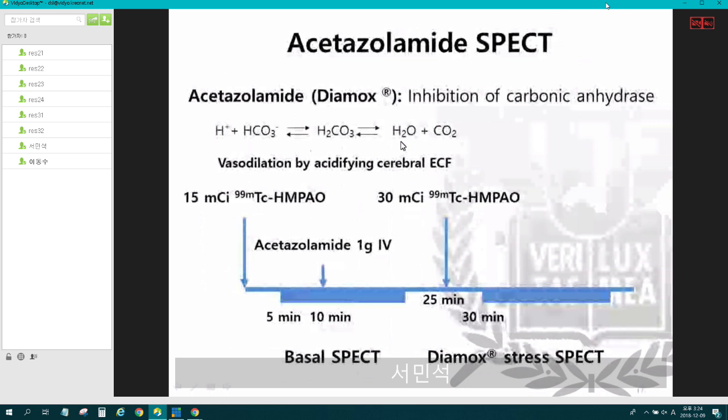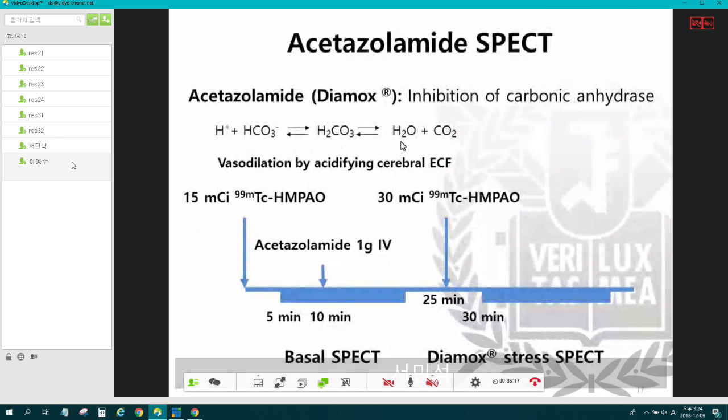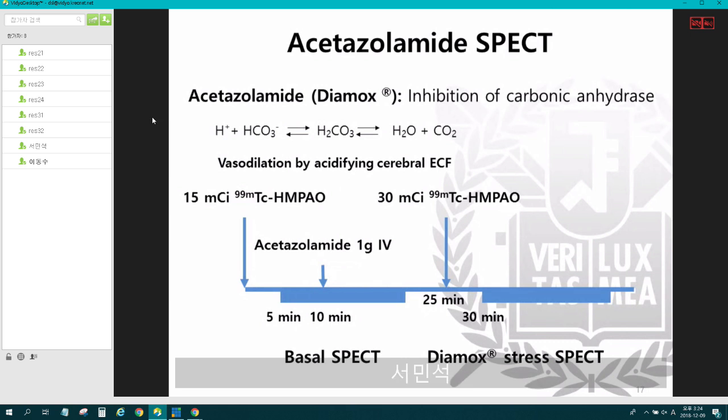So that's acetazolamide SPECT. It is so cumbersome to bring an anesthetic machine. So we just use the diuretic that blocks carbonic anhydrase. The inhibitor, Diamox, increases CO2 because of the effect on carbonic anhydrase, since CO2 is always being produced.